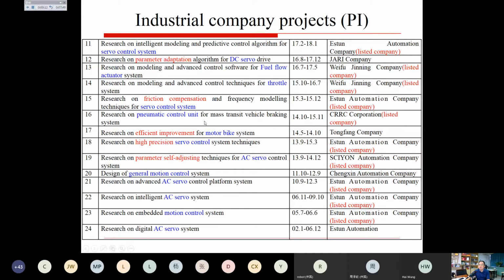Usually, from the project names you can see it's all about control algorithm or control software design. Especially, we need to use different control methods to enhance system performance. Through these projects, we found a way to design a good controller for industrial control systems, especially using the method I will introduce later, DOBC, the disturbance observer-based control method. So we have made some success in this area.